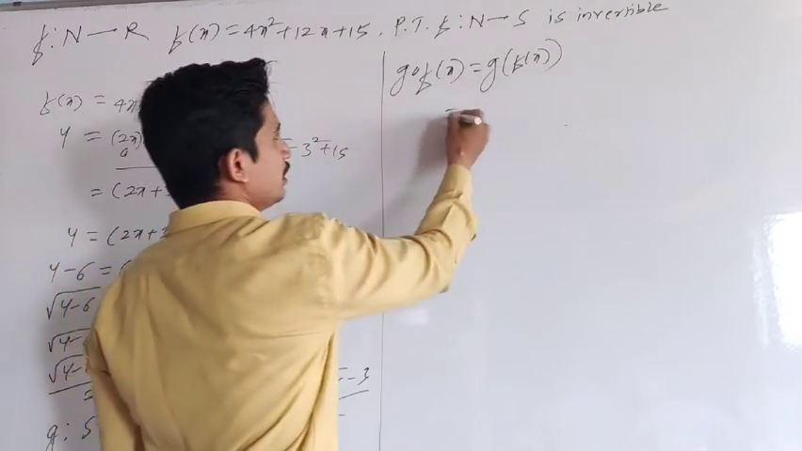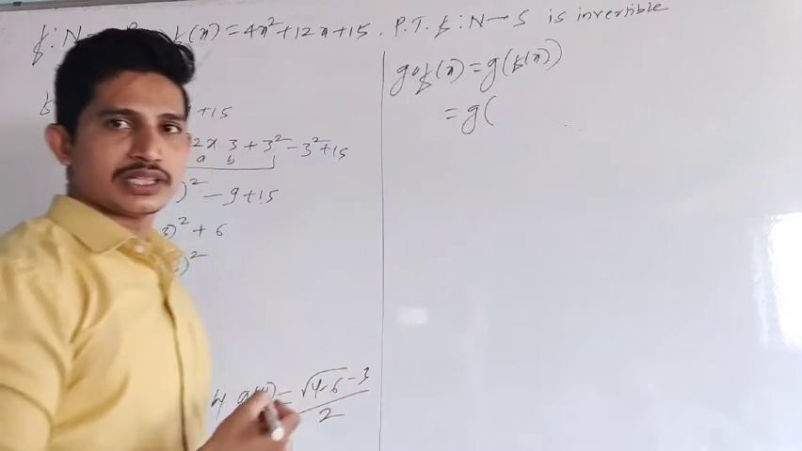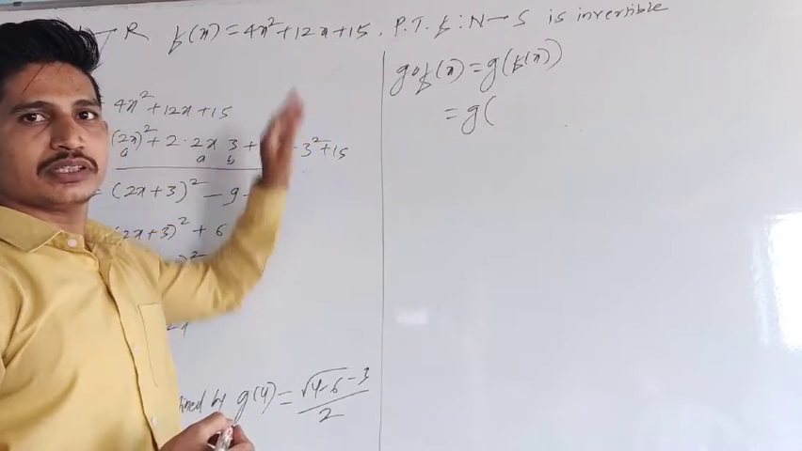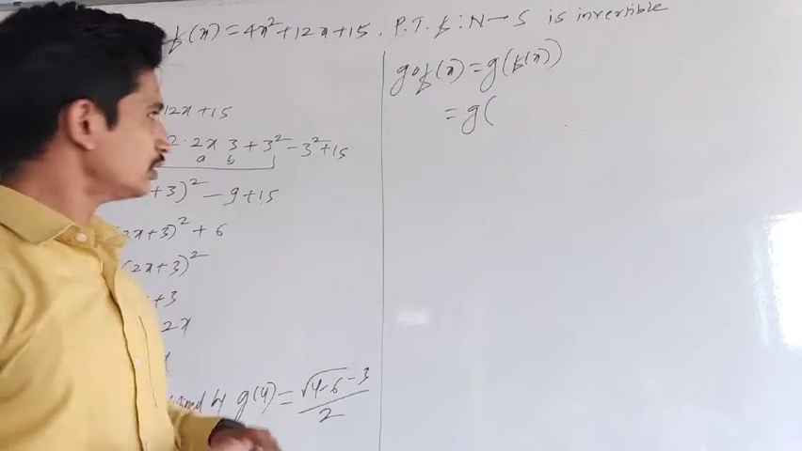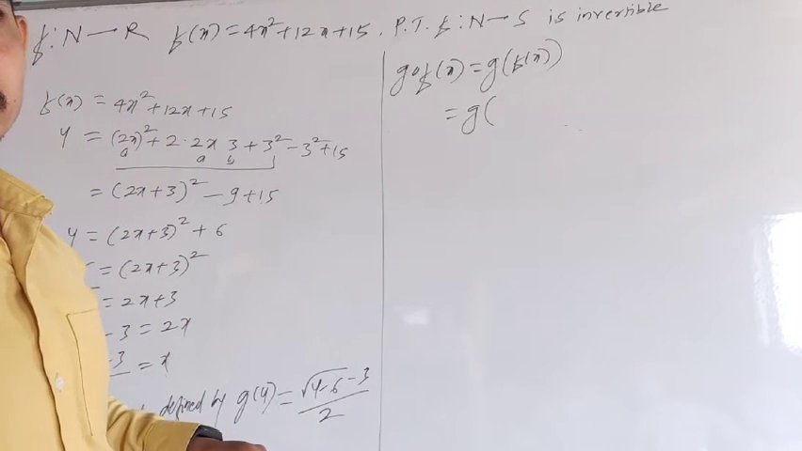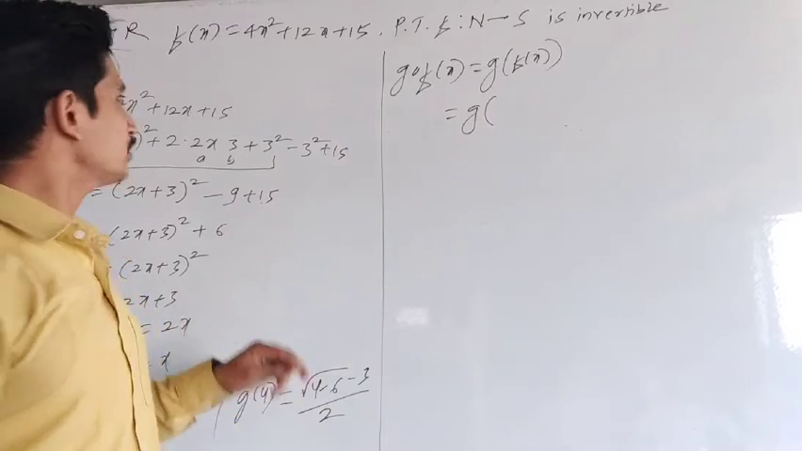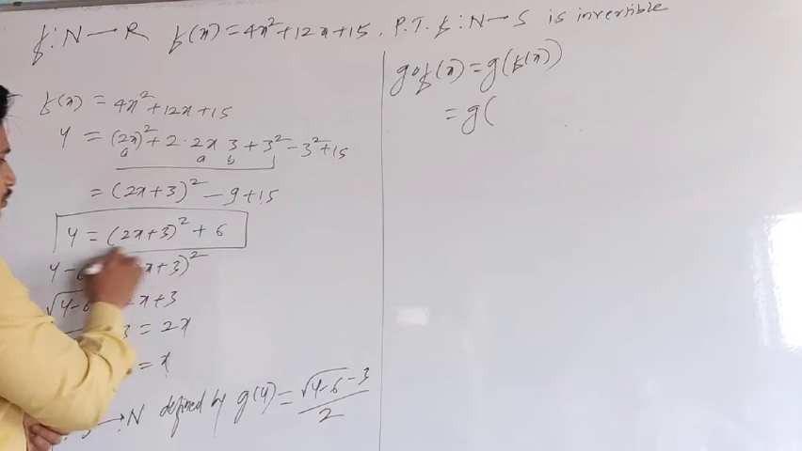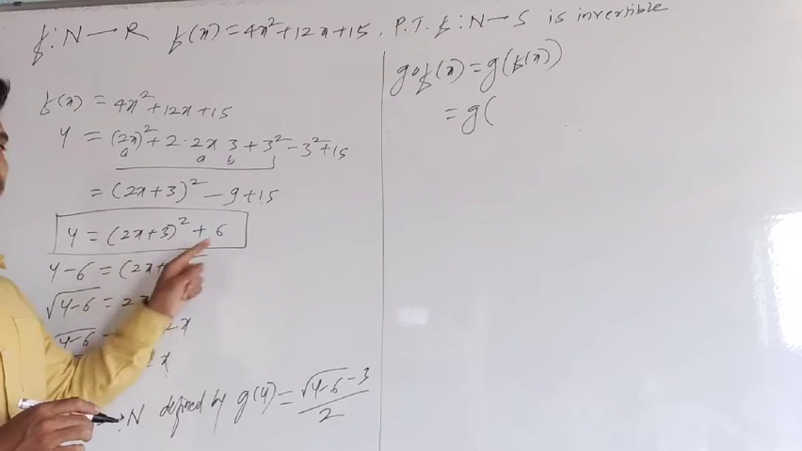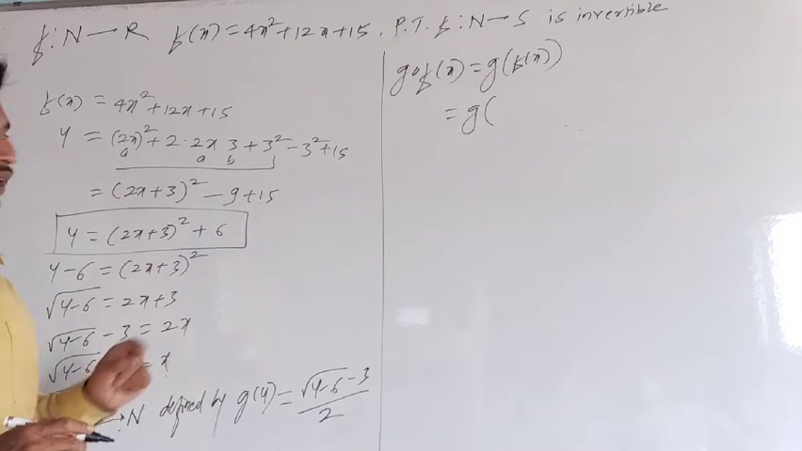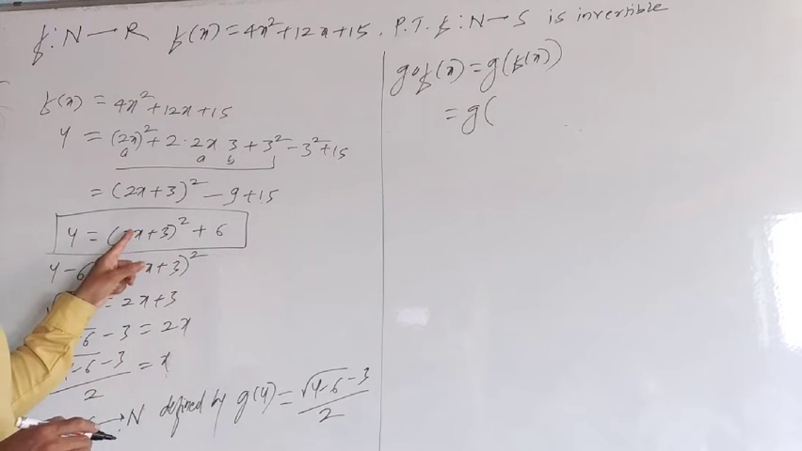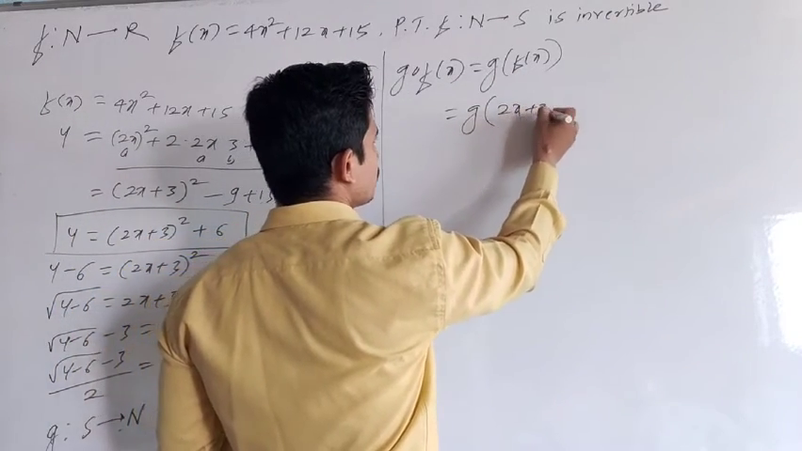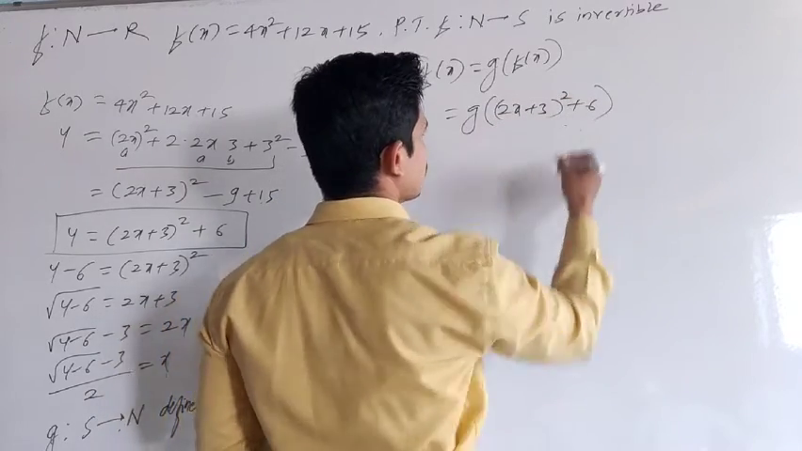So see here, g as it is. What is f of x now? f of x is 4x square plus 12x plus 15, but don't take that here. Take this value instead: y is equal to (2x plus 3) whole square plus 6. So f of x is (2x plus 3) square plus 6.